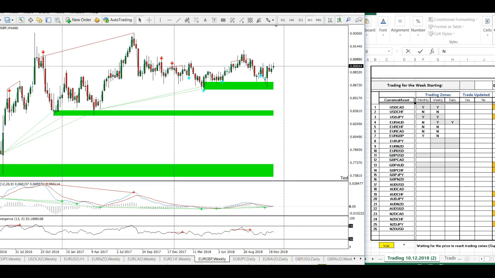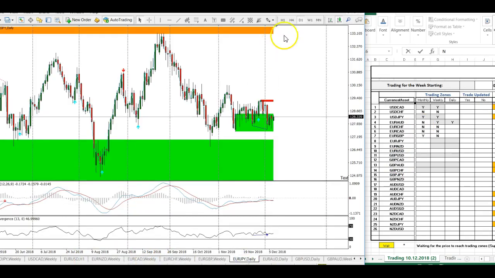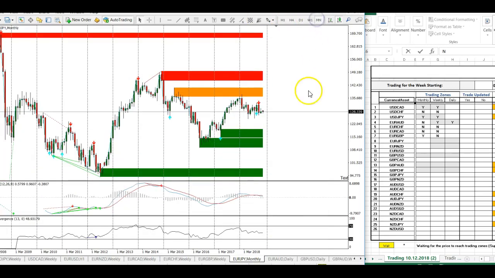Next one, Euro yen. Start off in the monthly. Are we at a monthly? See how easy this is? It's all done for us.